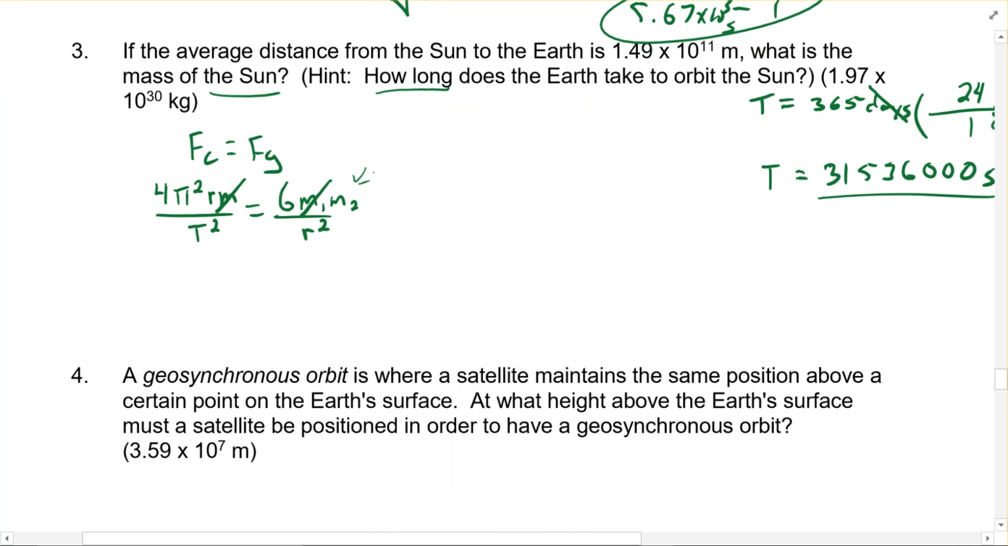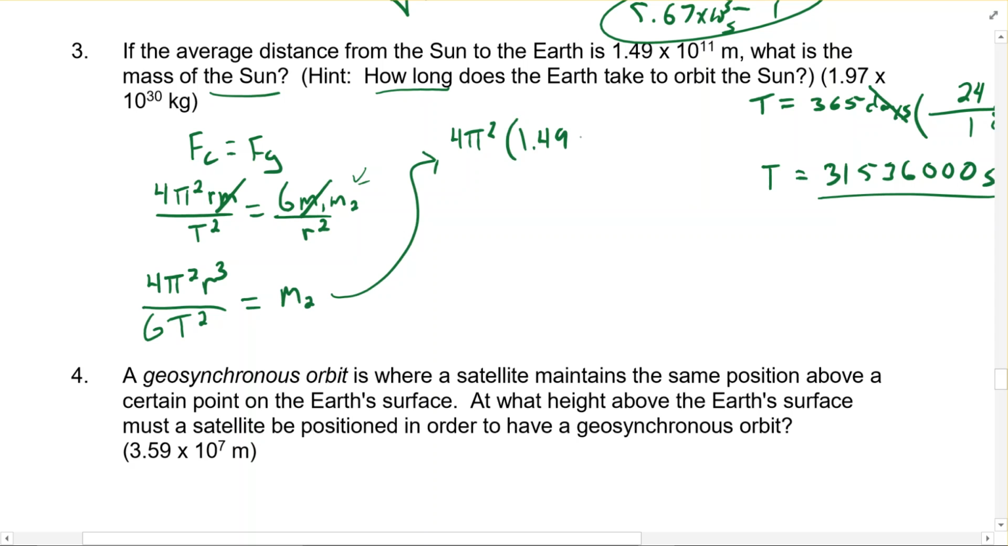Okay, so now that we know that, we just need to rearrange this formula for m, just for that, right? So doing that, our formula becomes 4 pi squared times r cubed now, because I moved that r squared up there, over t squared, and over big G is equal to m2. Okay, let's move this on up here and put our numbers in. So we're going to have 4 pi squared times the distance it gave us here, 1.49 times 10 to the 11 meters.